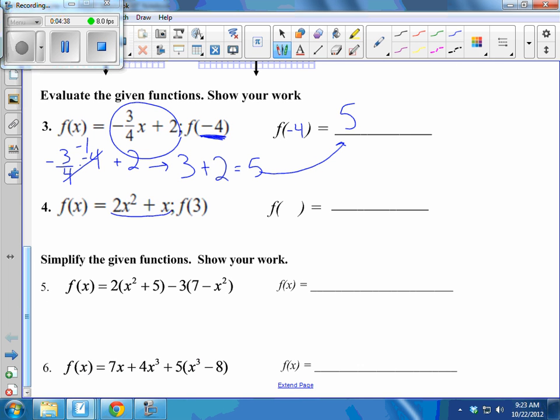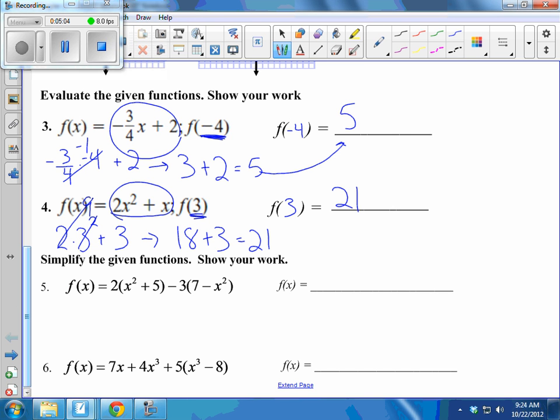Here's my function, and this is saying put 3 in for the x. So wherever I see x, I'm going to put a 3 in. So going through the work, I follow the order of operations. 3 squared is 9. And then I multiply before I add, so I'm going to take 2 times 9 and get 18. At that point, I'm going to have 18 plus 3, which gives me 21. So my function, if I make x worth 3, is 21.